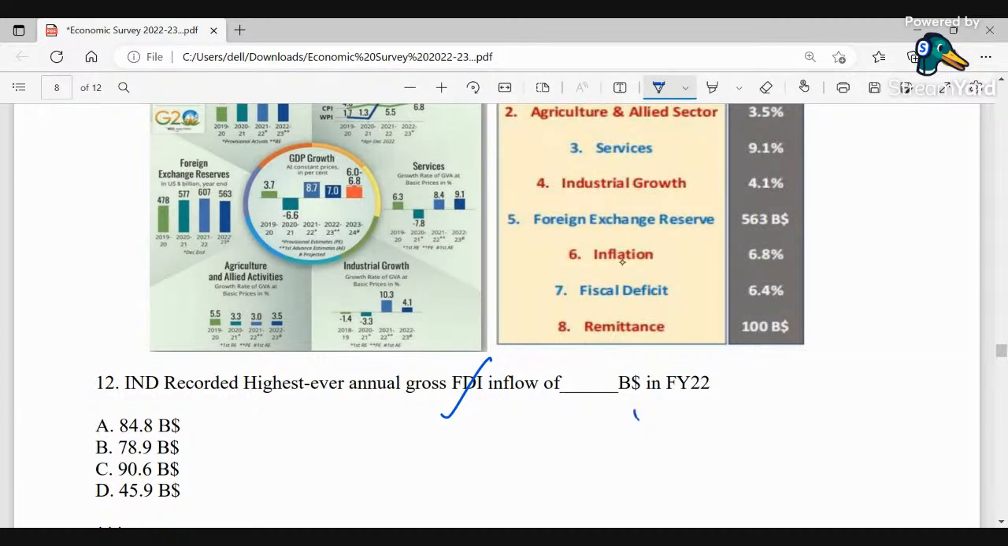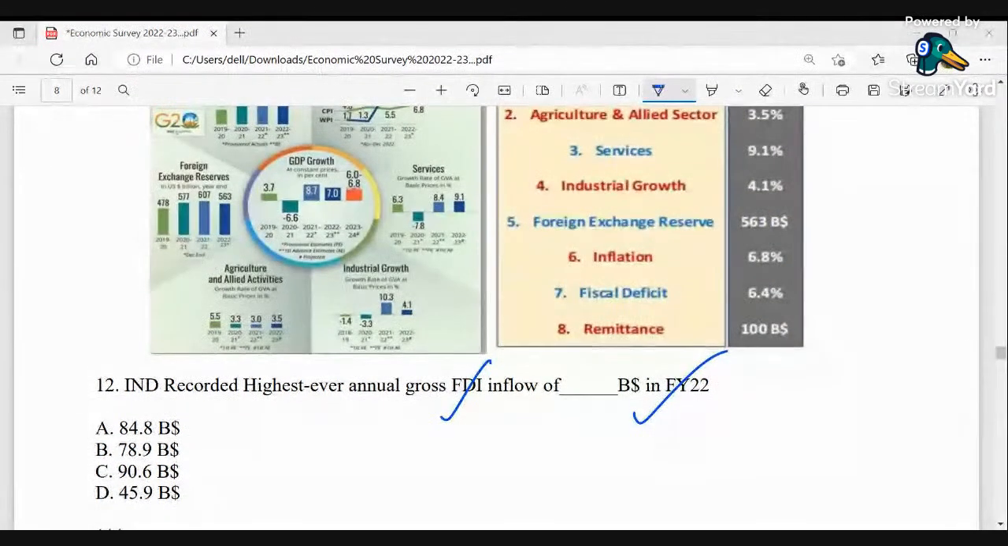Okay, so therefore this is basically what is meant by remittances. Okay, now if I see about question number 12, has anyone come up with the answer of question number 12? D.